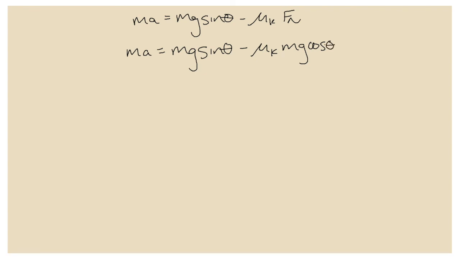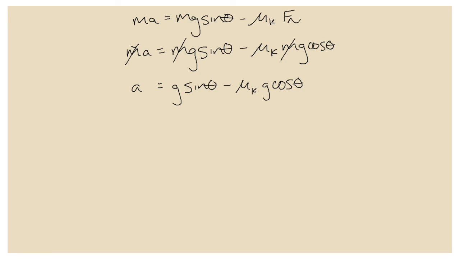Now, the reason why I told you you should not solve for the normal force is because you don't actually need to solve for the normal force, because there is a mass in this term, a mass in this term, and a mass in this term. And so as it turns out, the mass cancels. And so what we're left with is a, the acceleration, equals g sine theta minus mu g cosine theta. And that is an interesting little result.